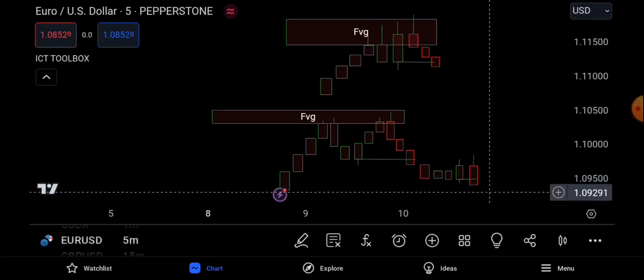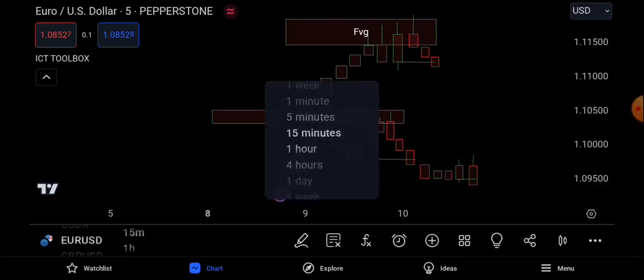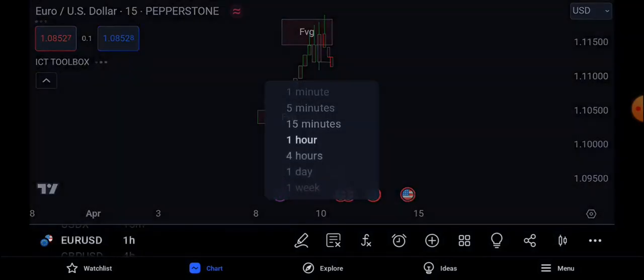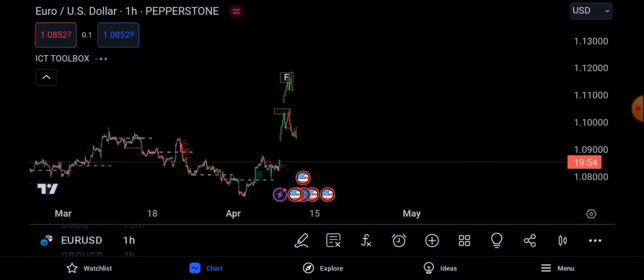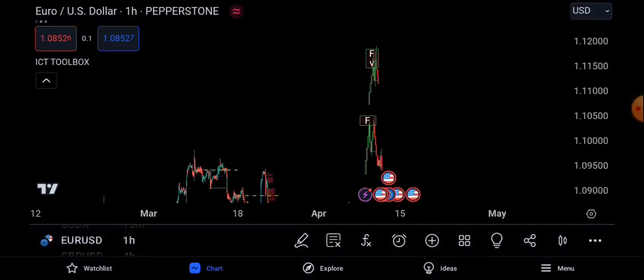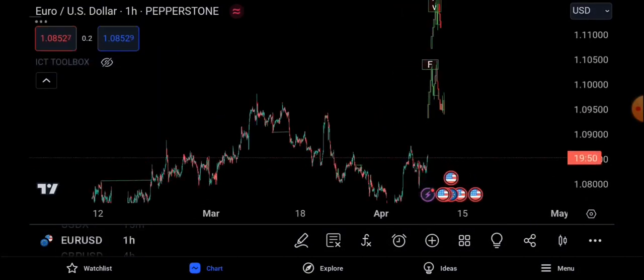I hope I have made it clear and as simple as possible. Now let's go through some chart examples. We'll be using EU like I usually do. I'll move to the larger time frames. I need to turn this off just to keep the charts clean.